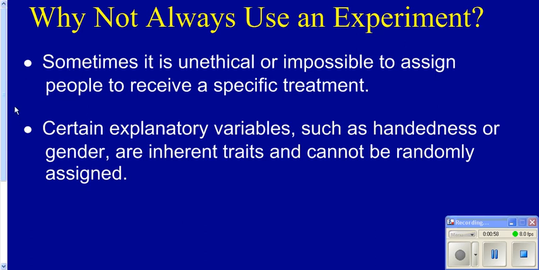Well, sometimes it's unethical or impossible when you're dealing with people to assign a particular treatment to someone. Some things you can't go ahead and change. You can't change gender. You can't change handedness. And so then you're just looking at those people and saying, okay, based on that, what can we conclude in observing stuff?